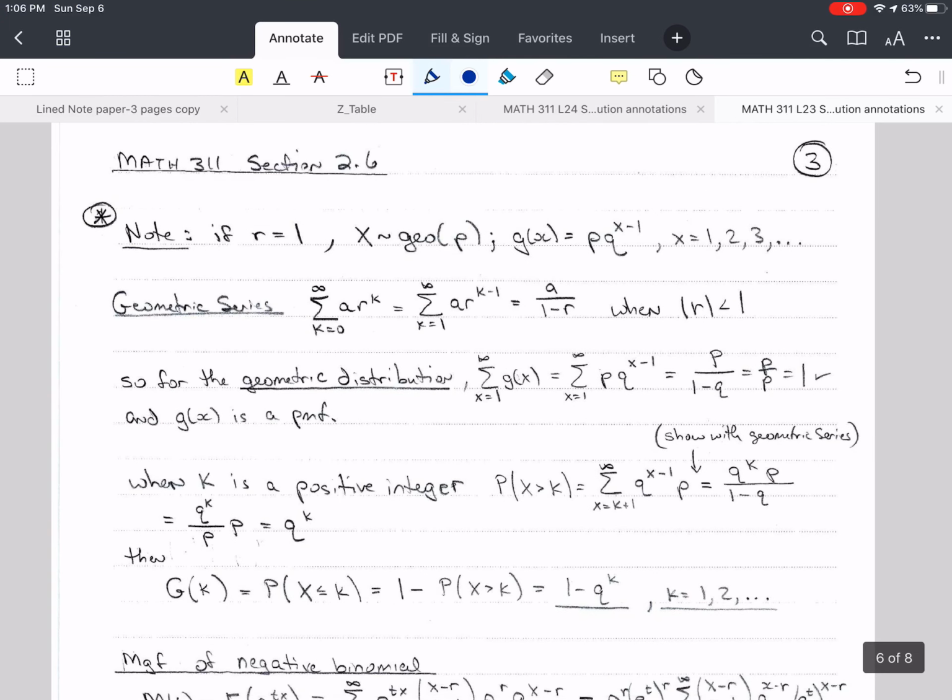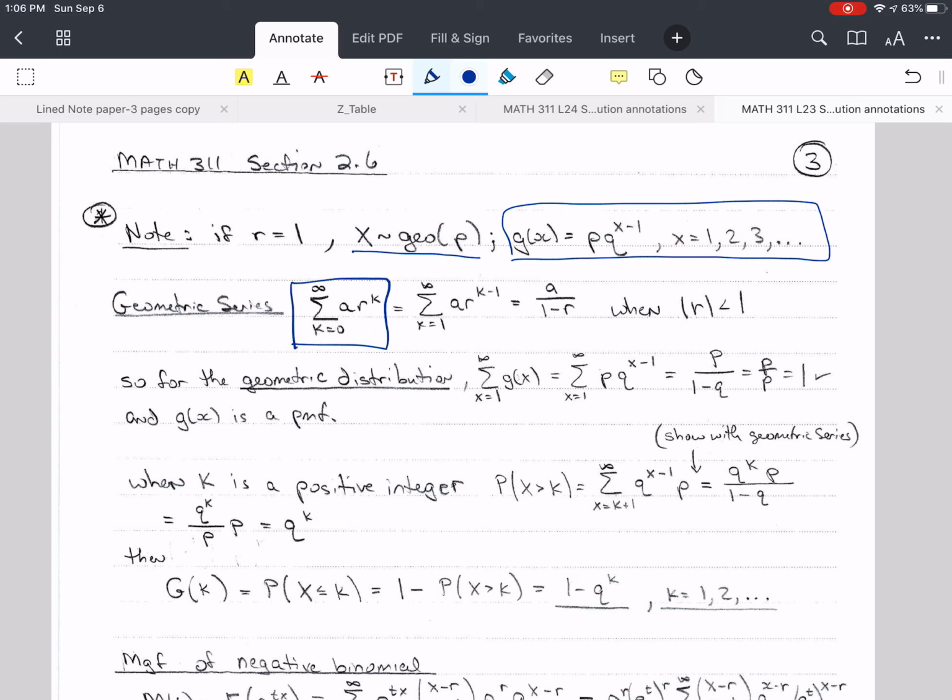So if we let r equal 1, then x becomes a geometric distribution with parameter p. And we go back to the geometric distribution PMF. So if you substitute that in for the negative binomial, for r equals 1, you will see that it reduces to this. And here's a general form of our geometric series. We've added the constant a here. And so if we're going from k equals 0 to infinity, we get this answer.